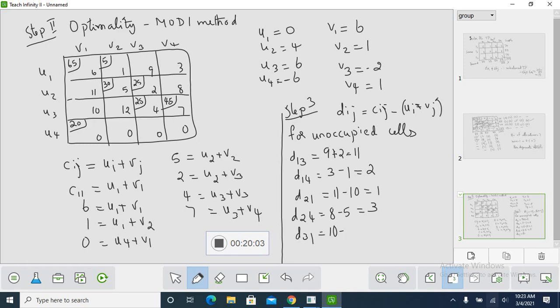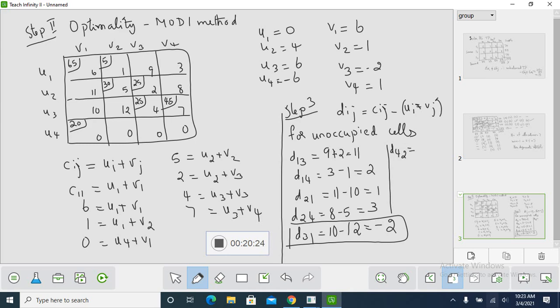U3 is 6 and V1 is 6. See, 10 minus this is minus 2. So this has to be noted and taken care of. D31 is now negative. Now come for our D42. I will write by the side the other values also. We have to calculate D42.